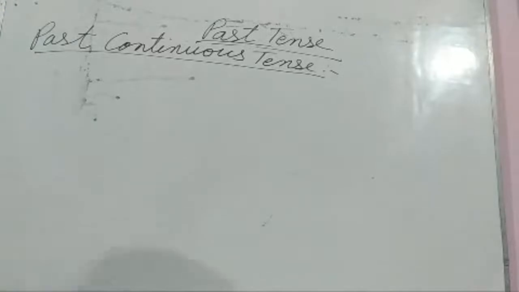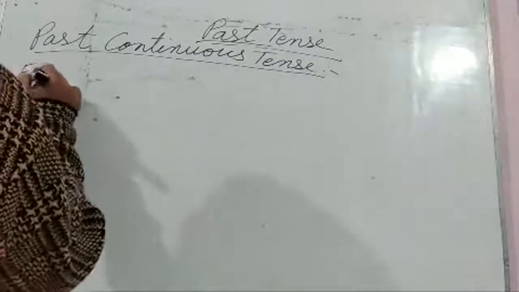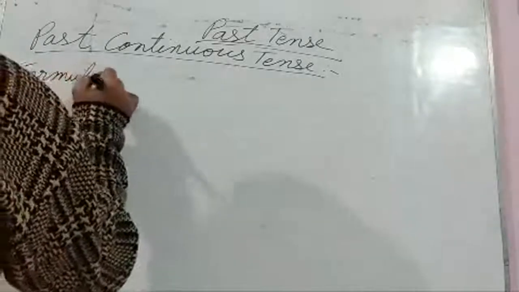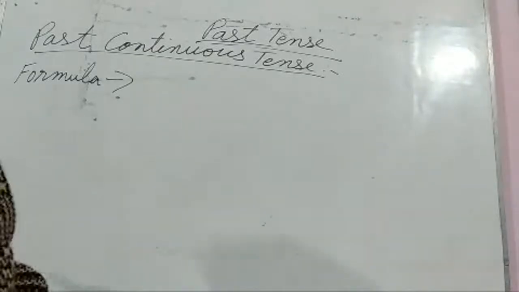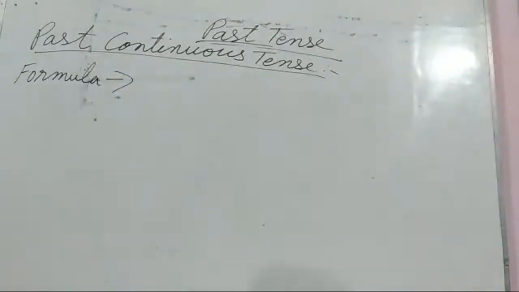Okay, now we are going to see the negative sentence in past continuous tense. Let's see the formula related to it. As I told you, in it, the action has begun and is continuing in the past time, as with the example I gave also: he was playing cricket. Now let's see the next formula for the negative sentence.